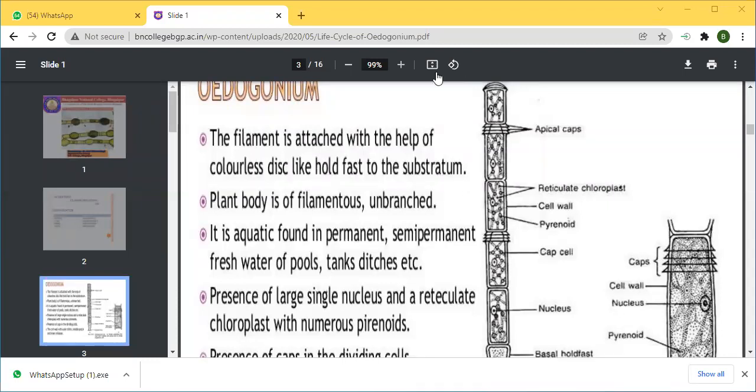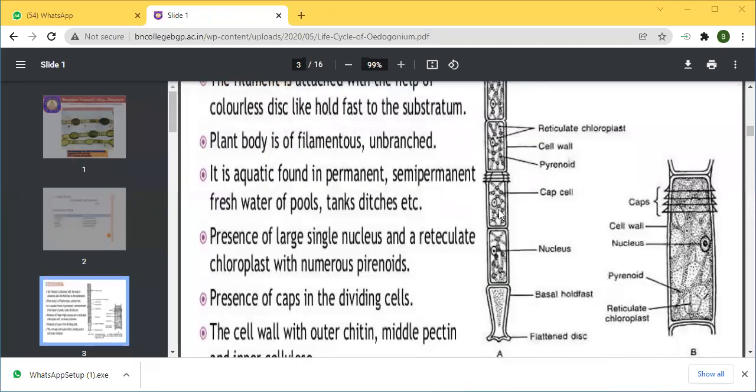Okay. Next one, presence of a large single nucleus. In each and every cell you can observe a single nucleus. A reticulate chloroplast with numerous pyrenoids is present. Each and every cell, this is a multicellular structure.